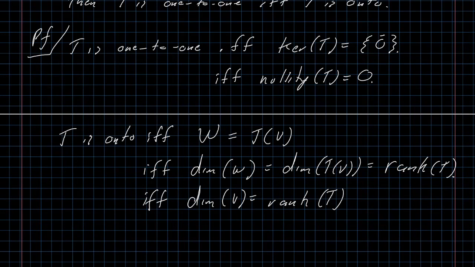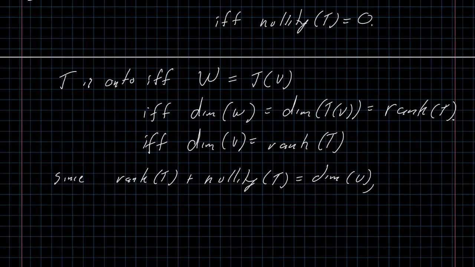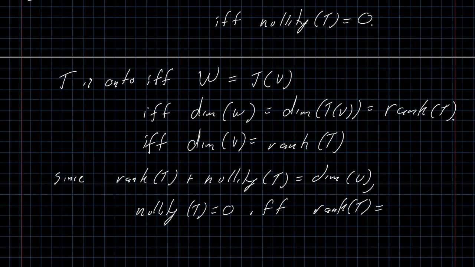And that's it. Finally, we invoke our lemma. Since the rank of T plus the nullity of T is equal to the dimension of V, the last thing I can say is that the nullity of T is equal to 0 if and only if the rank of T is equal to the dimension of V.